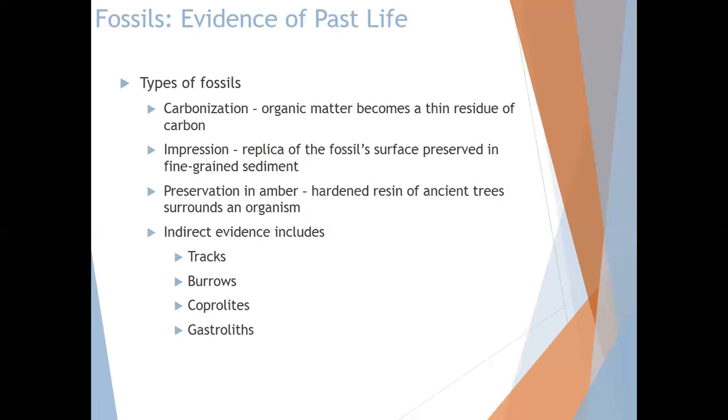We have impressions, where there is a replica of the fossil surface preserved in the fine-grained sediment. Think like footprints. There's preservation in amber, which is the hardened resin of ancient trees. It usually will include insects, and this is the main way that insects fossilize. One of the things that we've most recently been looking at in amber is the fossilization of ancient heathers. There's also indirect evidence: tracks, footprints, burrows, coprolites, which are fossilized dung and stomach contents, and then gastroliths.